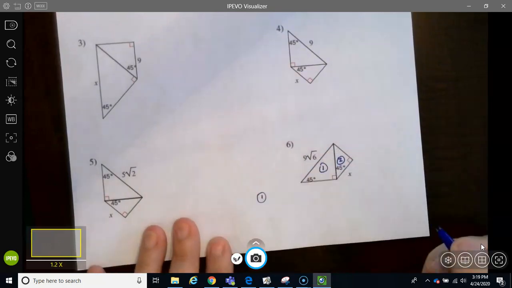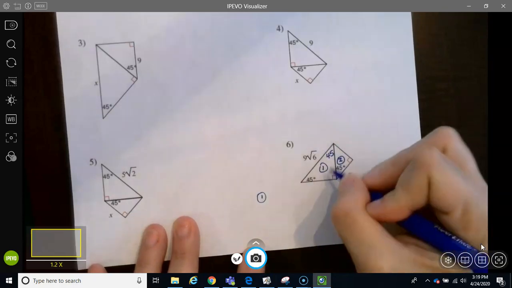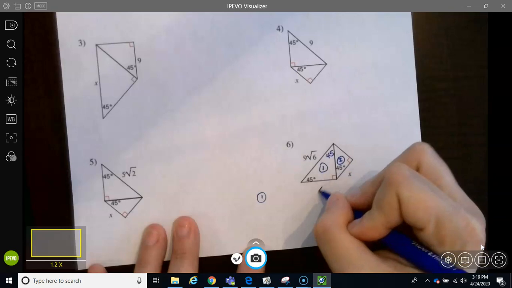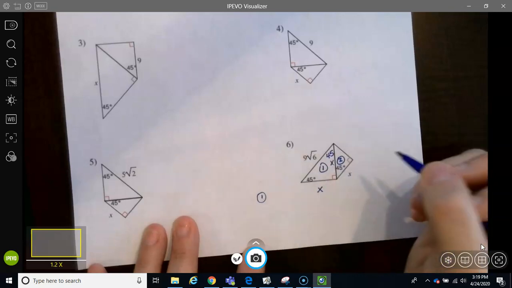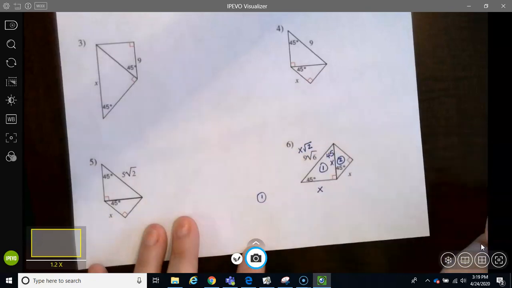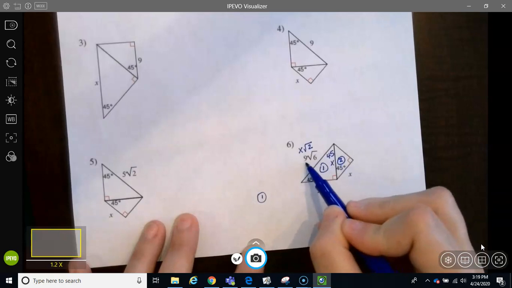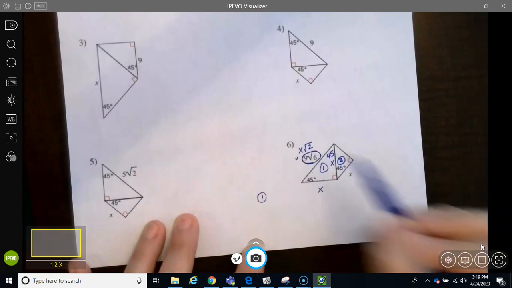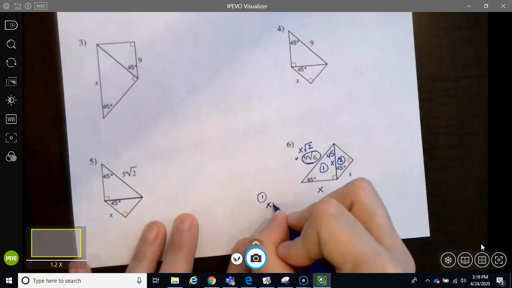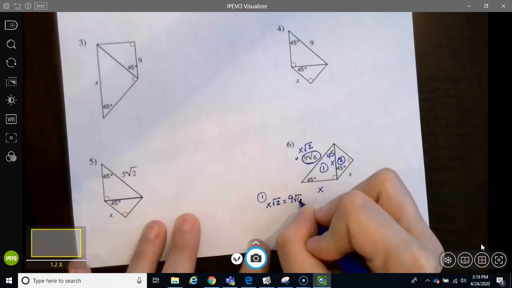Number 1, we've got a 45, 45, 90 triangle. Across from the 45-degree angles, the sides are x and x. And then this side, the hypotenuse, is x square root of 2. Okay, so the side that I actually know is this side. So we set it equal to that. So x square root of 2 equals 9 square root of 6.